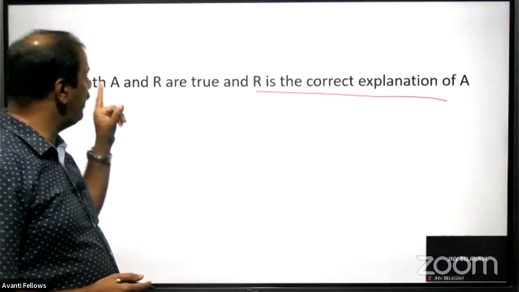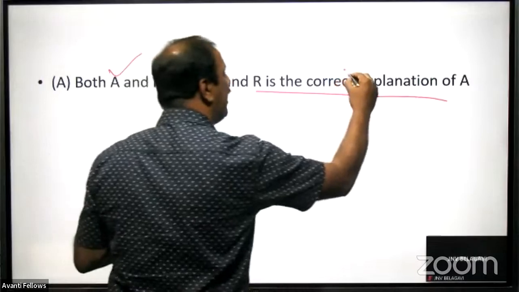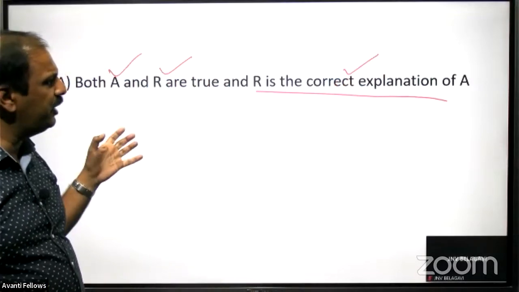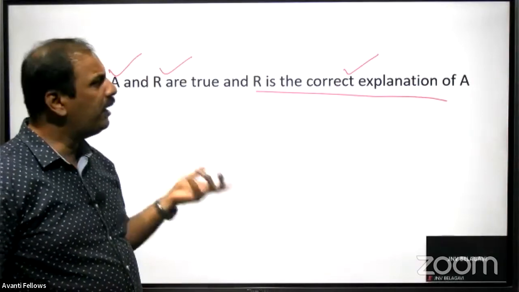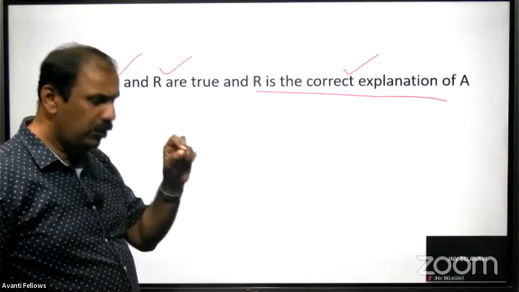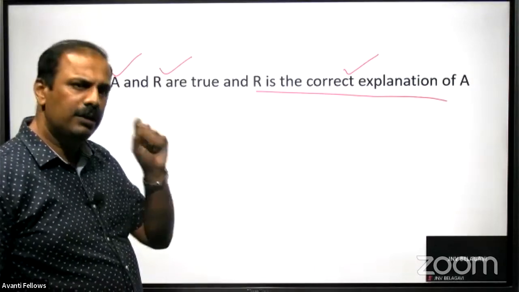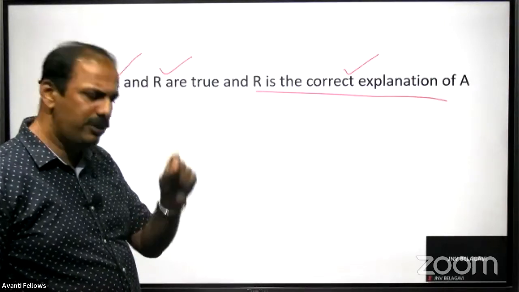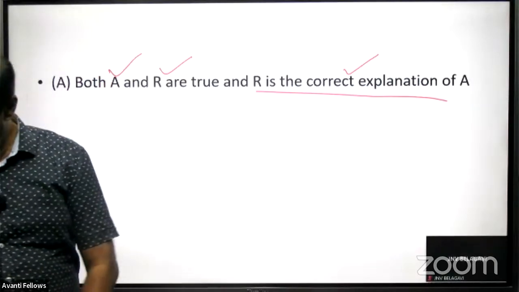So you should check whether assertion is true, reason is true, and whether it is the correct explanation. That you have to check, because assertion and reason questions are something you feel are easy, and people are missing the marks. That's why you have to think logically. First check whether assertion is right. Then if assertion is right, check whether the reason is right, and next check whether the reason explains the assertion. Now we'll move to the next one.